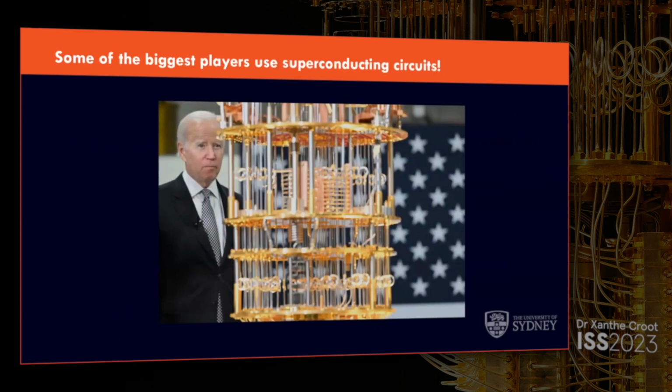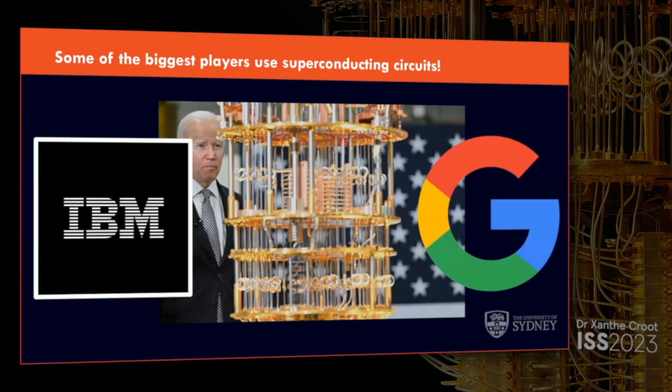And I should just mention that superconducting circuits actually are really popular. And some of the biggest players, in particular Google and IBM, have decided that superconducting circuits are the most promising way to build a quantum computer. And for a number of years, they've been going full steam ahead to try and build superconducting quantum computers. As I think I said last time, this is Joe Biden visiting IBM. They have a big center just out of New York, and he's looking at one of their dilution fridges that they use to cool down these superconducting circuits.